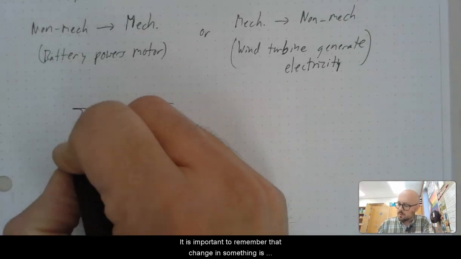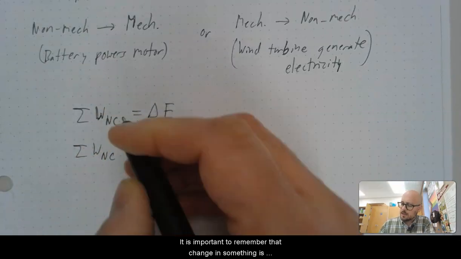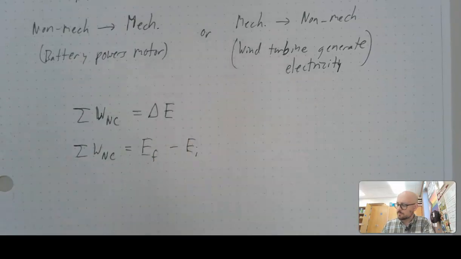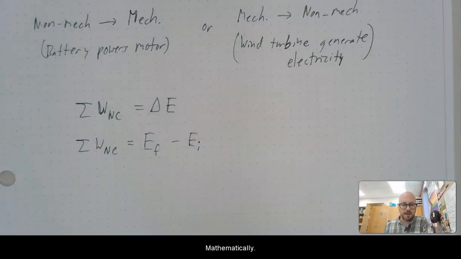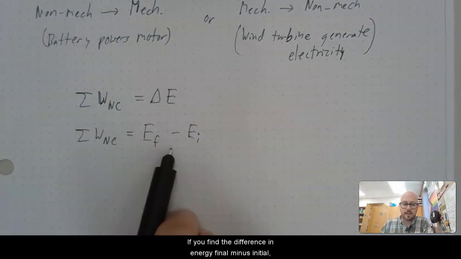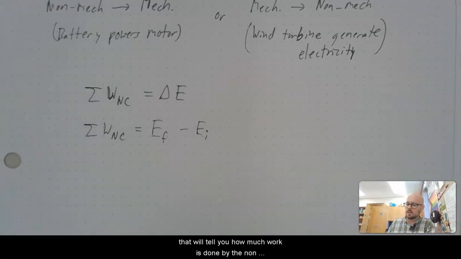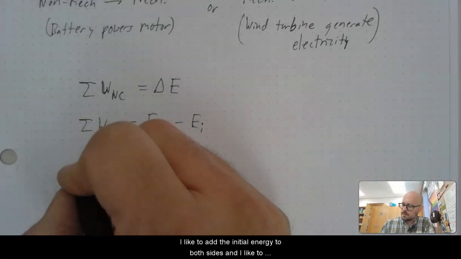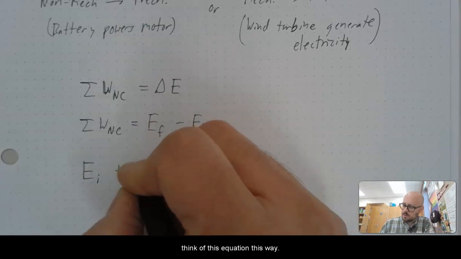It is important to remember that change in something is final minus initial. So that is another way that you can work with this mathematically. If you find the difference in energy, final minus initial, that will tell you how much work is done by the non-conservative forces. I like to add the initial energy to both sides, and I like to think of this equation this way.